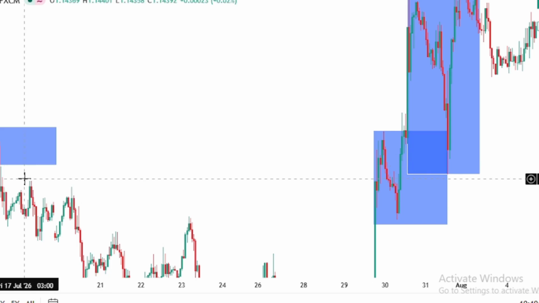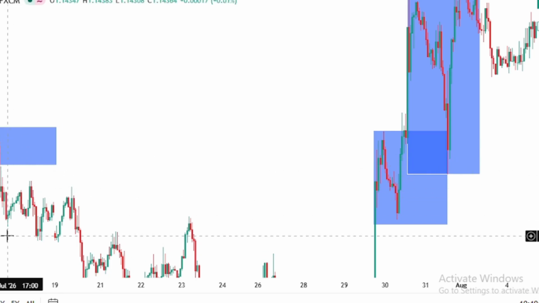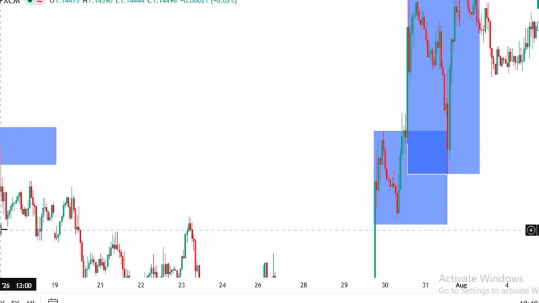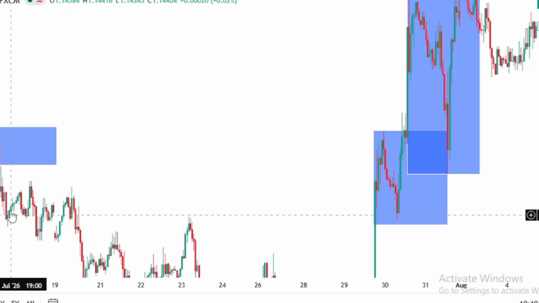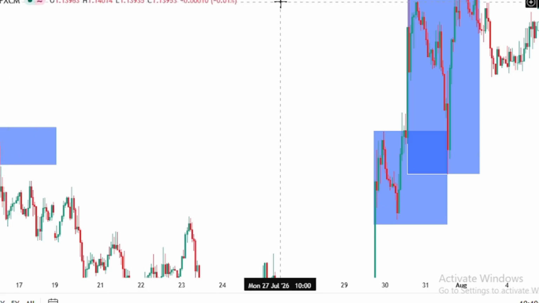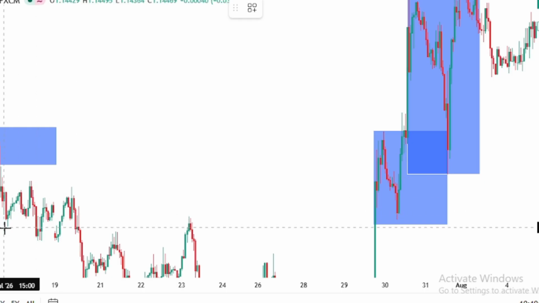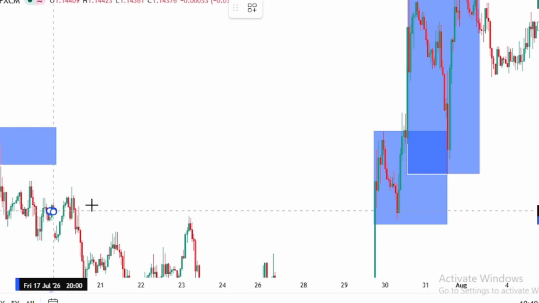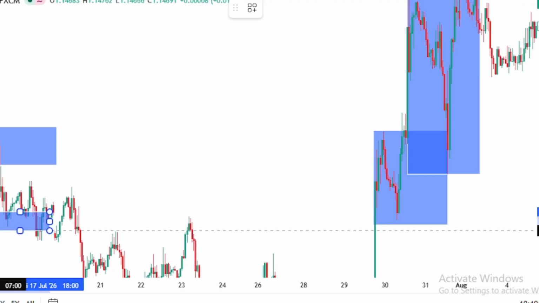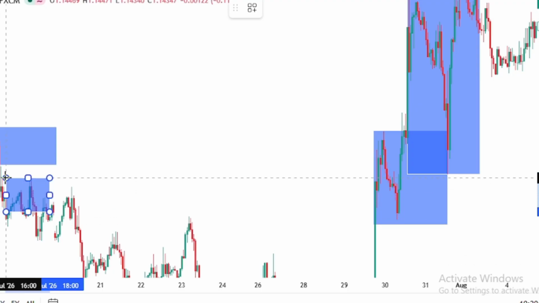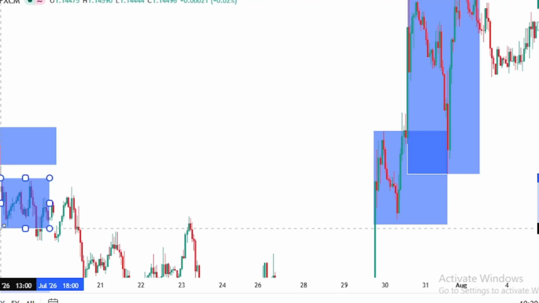This is not a pullback. It's not a valid pullback. This is a valid pullback because here is the lowest candle. The high of the lowest candle has been taken by this. This is a valid pullback. This is a valid pullback. From here to here is the whole pullback.